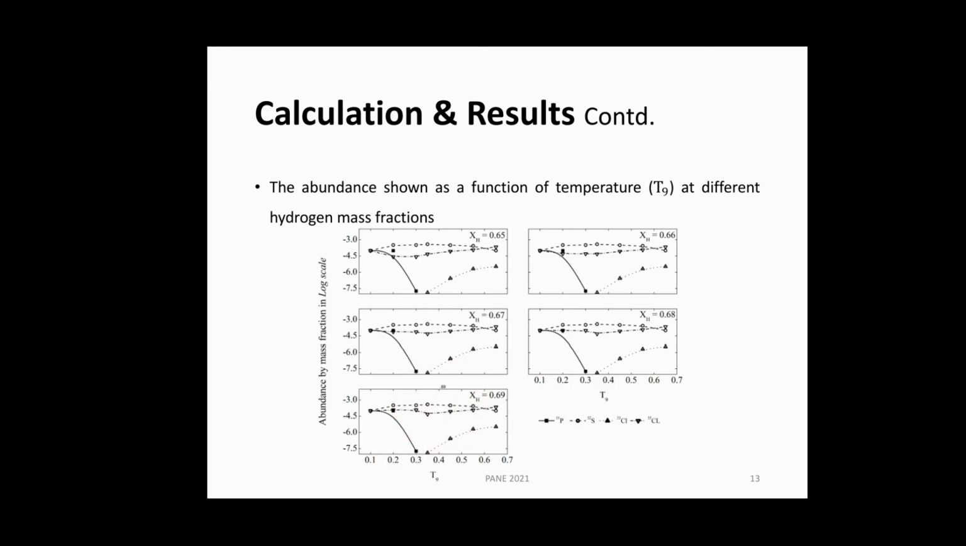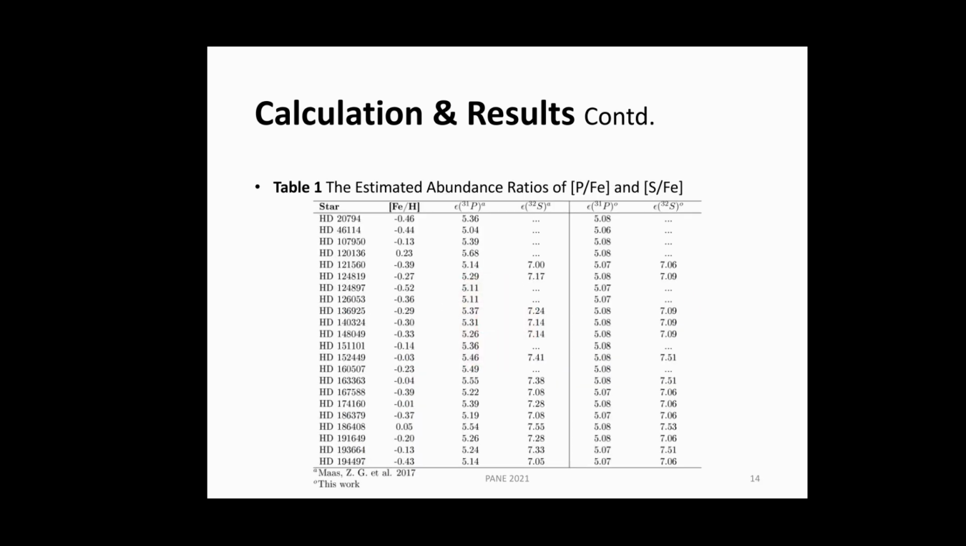Here is the abundance plot with respect to temperature at different hydrogen mass fractions. The estimated abundance ratio of 31P and 32S is present in this table. The data of the first 3 and 4 columns is taken from published work which has been studied using spectroscopic analysis, and columns 5 and 6 are our calculated values using theoretical analysis.